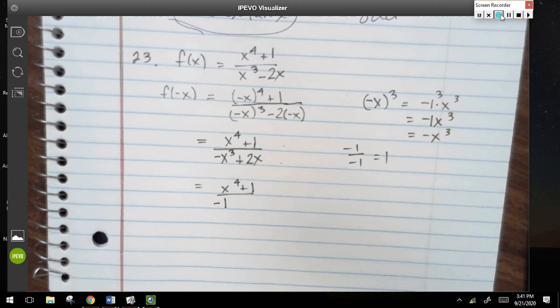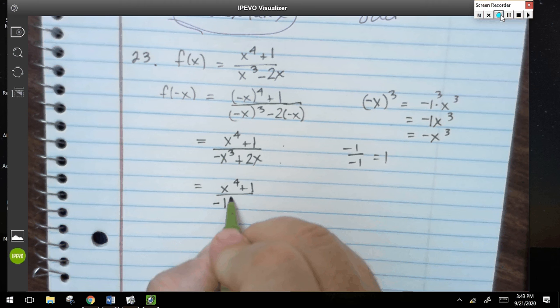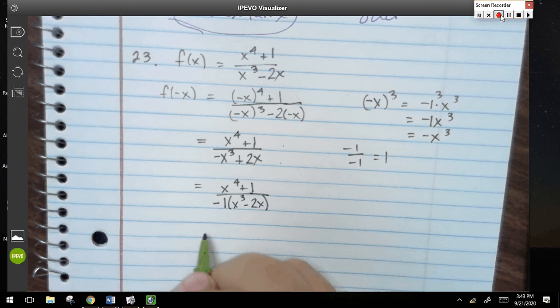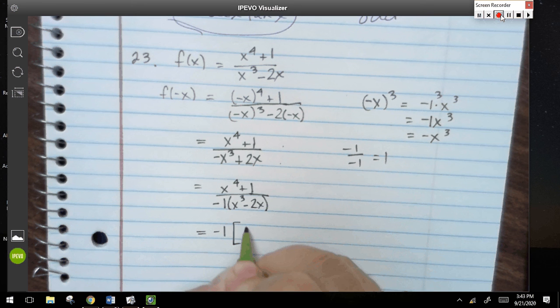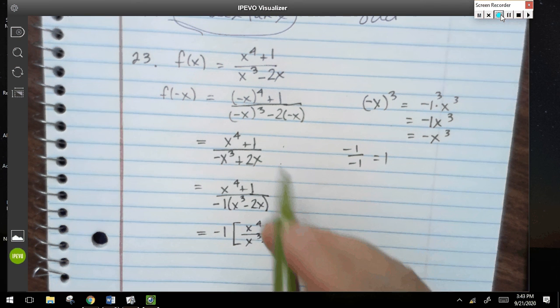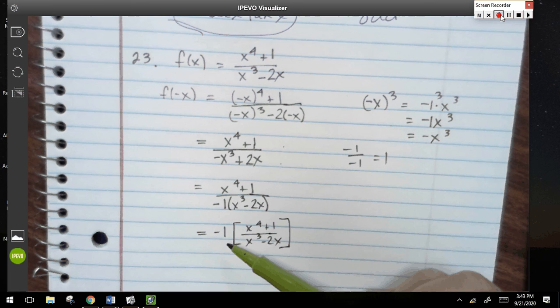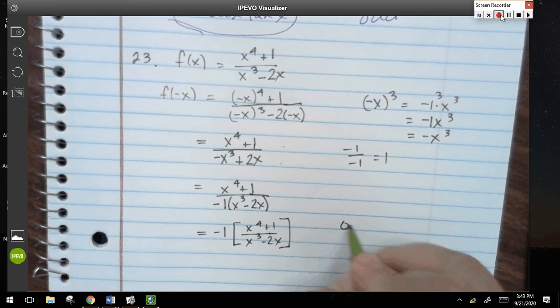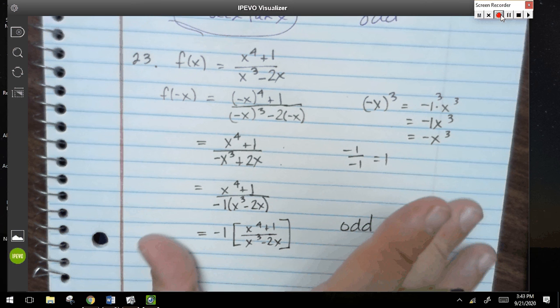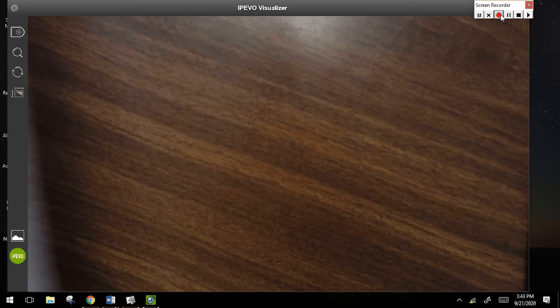Number 24. 24 is 1 minus sine x. So if I do negative x here, I get minus the sine of negative x. Again, we've already determined that the sine of negative x is equal to negative sine x because it's an odd function. So we have 1 minus negative sine x. This becomes 1 plus sine x.